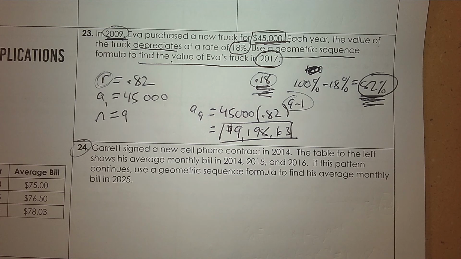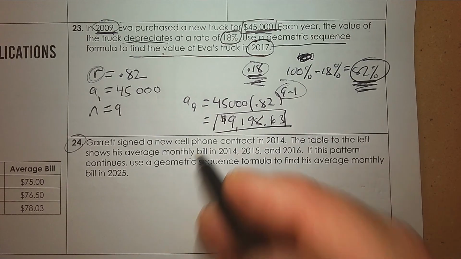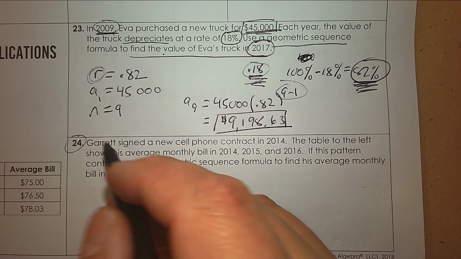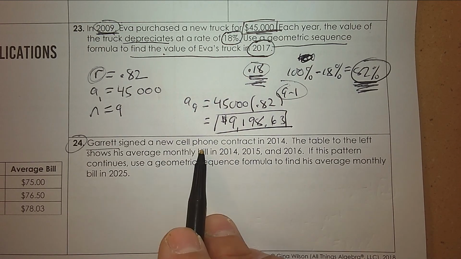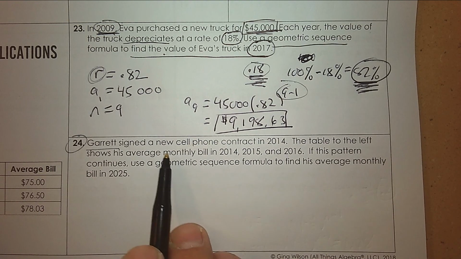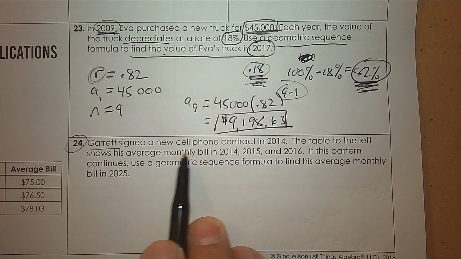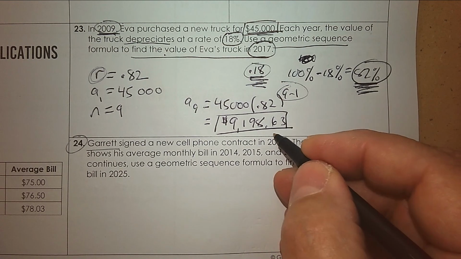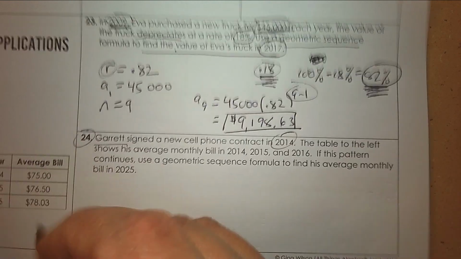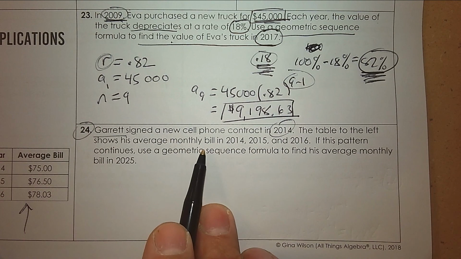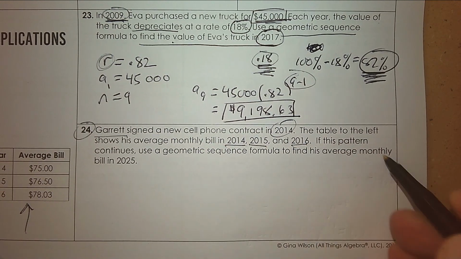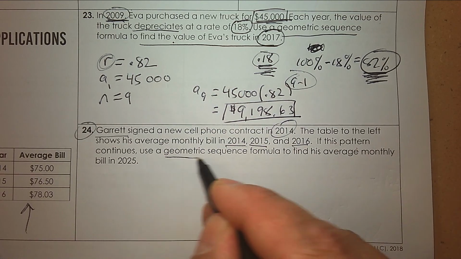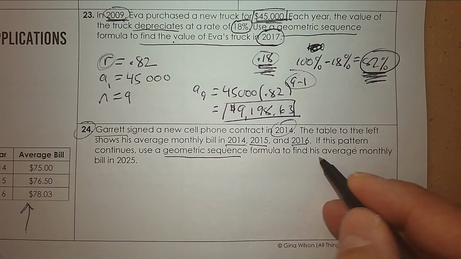24. All right, Garrett. Anybody a Cowboys fan? He's going to be fired. Garrett signed a new cell phone contract in 2014. The table to the left shows his average monthly bill in 2014, 2015, and 2016. If this pattern continues, use a geometric sequence to find his average monthly bill in what year?